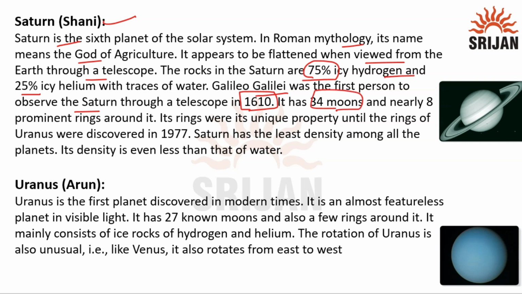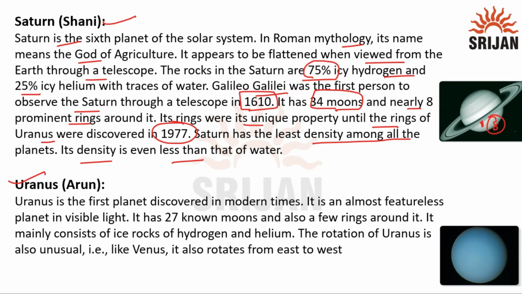It has 34 moons and nearly 8 prominent rings around it. As you can see, these rings are a total of 8 in number. Its rings were a unique property until the rings of Uranus were discovered in 1977. It has the least density among all the planets, and its density is even less than that of water.